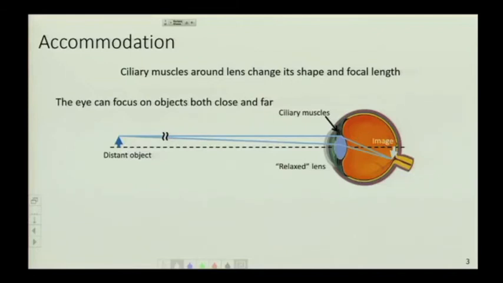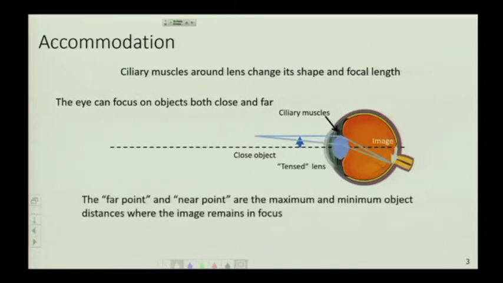Okay? So if I'm looking, on the other hand, at a nearby object, and once again I want to form an image of that object on the retina, then what happens is that the ciliary muscles tense the lens. By a process called accommodation, you can then focus on an object that's close by, and once again have an image formed on the retina.